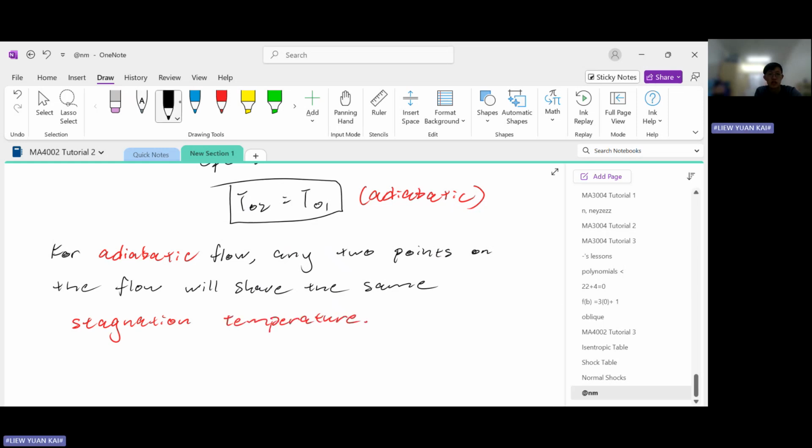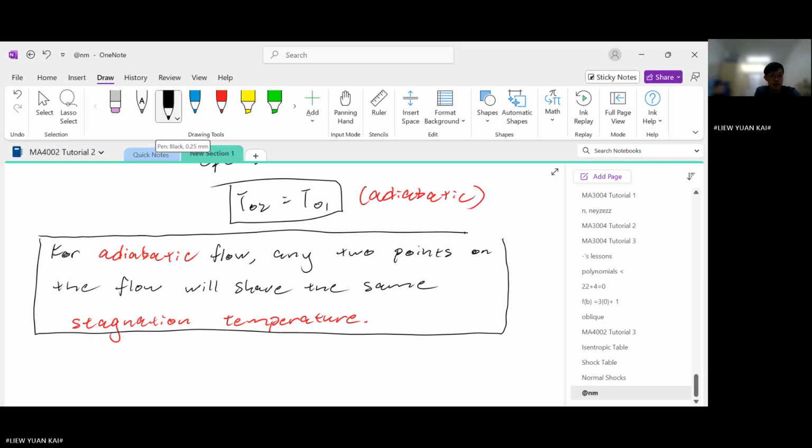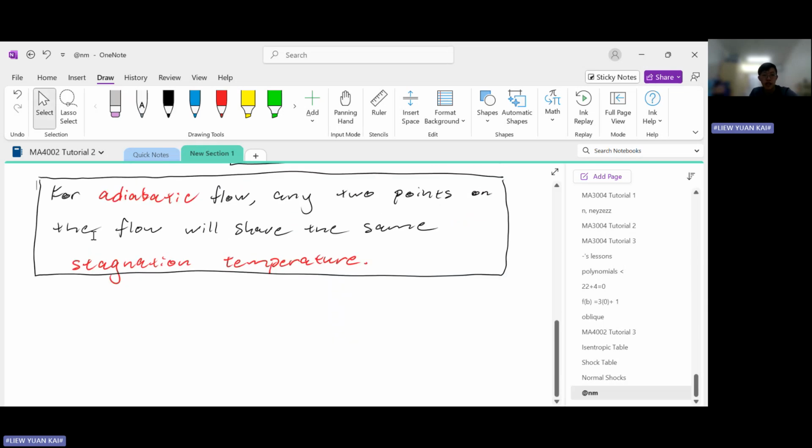Okay, so let me read this here. This is an important thing that you have to remember throughout your compressible flows. For an adiabatic flow, any two points on the flow will share the same stagnation temperature, and it's only temperature. It's not any other conditions. It cannot be pressure. It cannot be density. It is only stagnation temperature for an adiabatic flow.